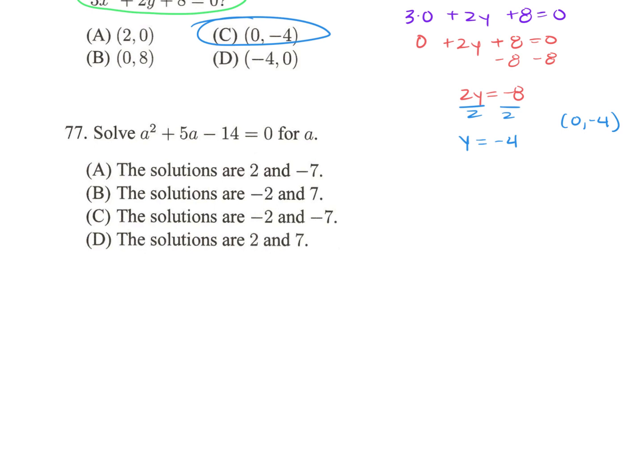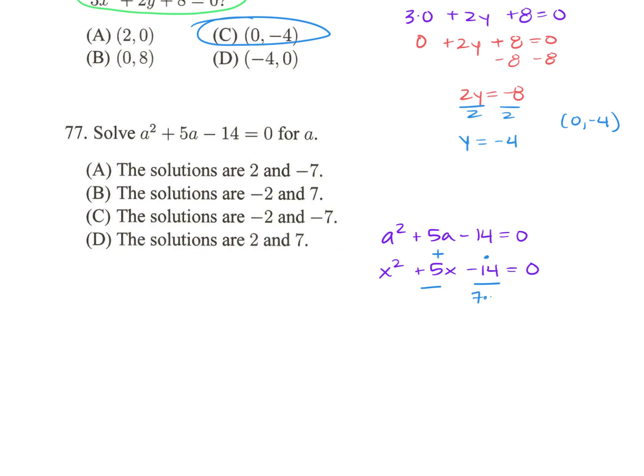Next question asks us to solve a quadratic. Solve a squared plus 5a minus 14 equals 0 for a. Okay, solving a quadratic can be done by factoring, which is my preference, or with quadratic formula. I'm going to think of those a's as x's. If that's helpful to you too, swap out a for x, and now we're solving for x. So this is an unfoiling problem. I'm going to look for two numbers that multiply to the end and add to the middle.